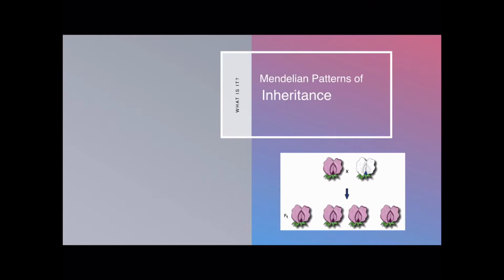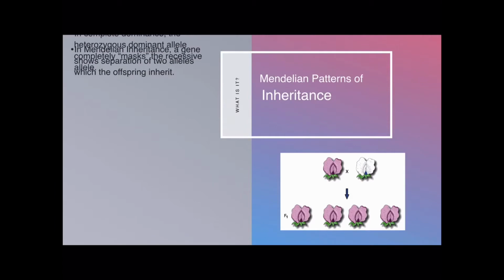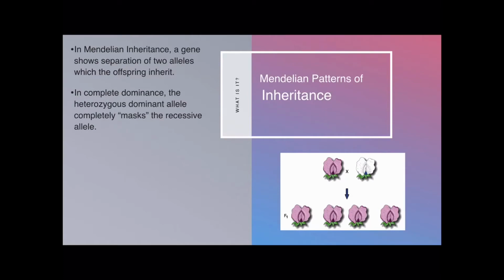Mendelian patterns of inheritance. What is it? In Mendelian patterns of inheritance, offspring inherit one trait from each parent in the separation of two alleles. In complete dominance, the dominant allele hides the recessive allele, which basically means that the recessive allele will not show through or be present in the offspring.